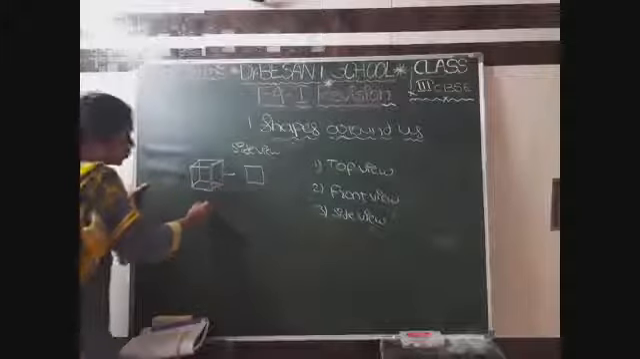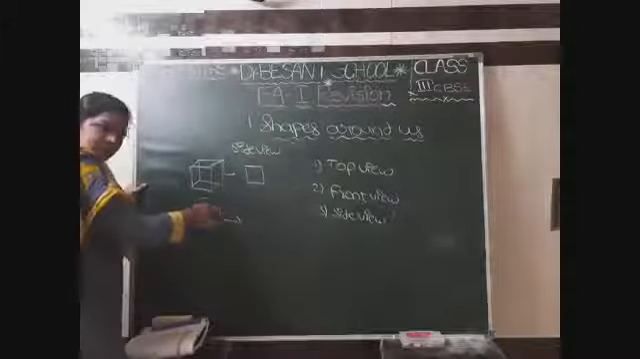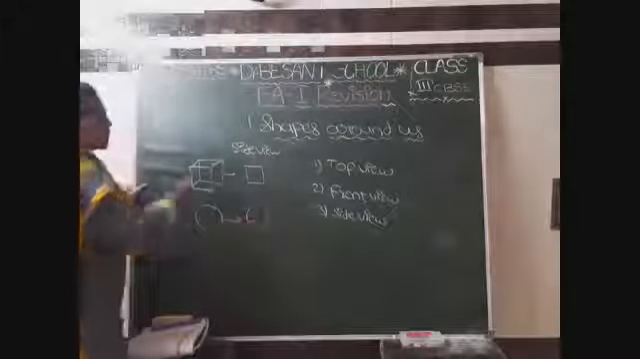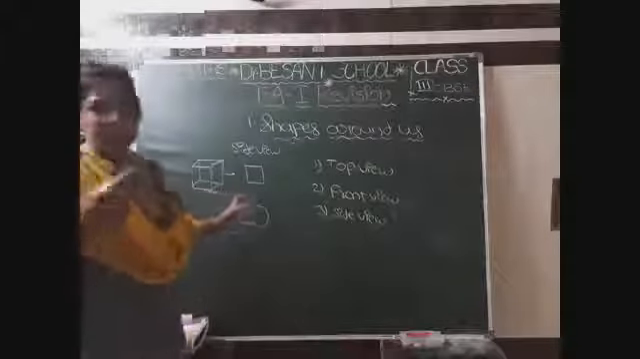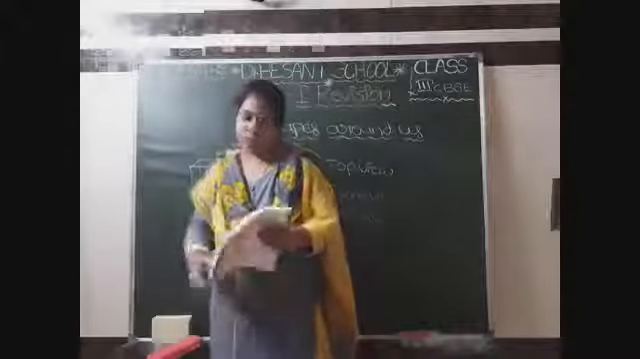Next, coming to the sphere. What is the side view? We can see the circle shape only. These are the side views. Children, have you understood about the types of views? Good. These are the types of views.